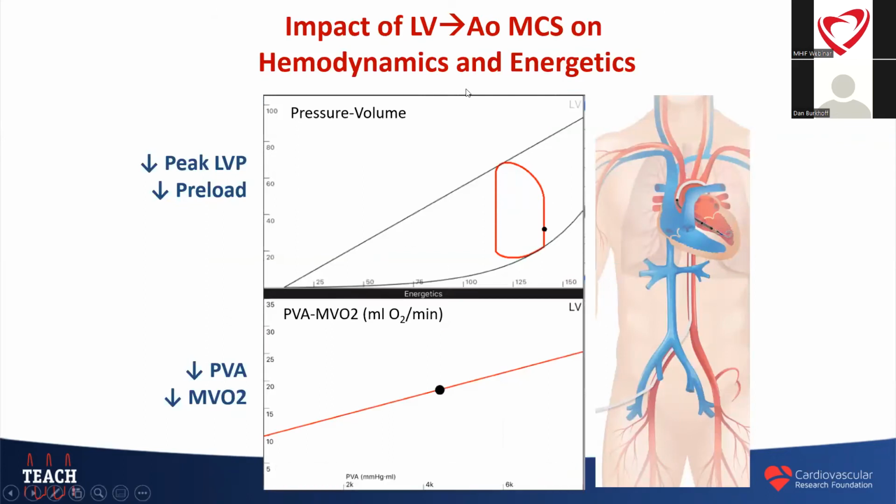Energetically, I've already implied that the loop shifts leftwards, so the pressure volume area shifts leftwards, and that has the effect of reducing myocardial oxygen consumption. So these devices not only unload the heart from a hemodynamic perspective, but also from a metabolic perspective.